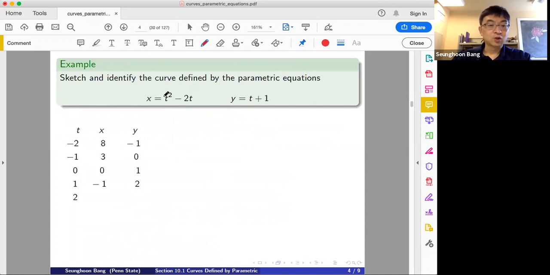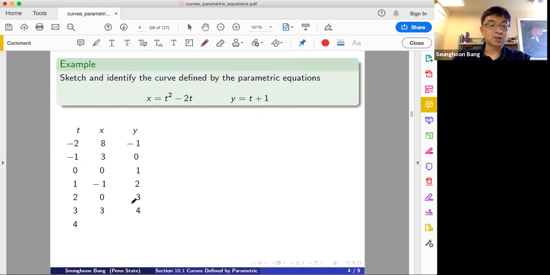Here, you plug 2 into t. 2 is here. So we have 2 squared minus 2 times 2, which is 0. We have 0. You plug 2 into here. 2 plus 1 is exactly 3. So we have 3. You plug 3 into t here. So we have 3 squared minus 2 times 3. Exactly 9 minus 6 is 3. You plug 3 into t here. 3 plus 1 is 4.